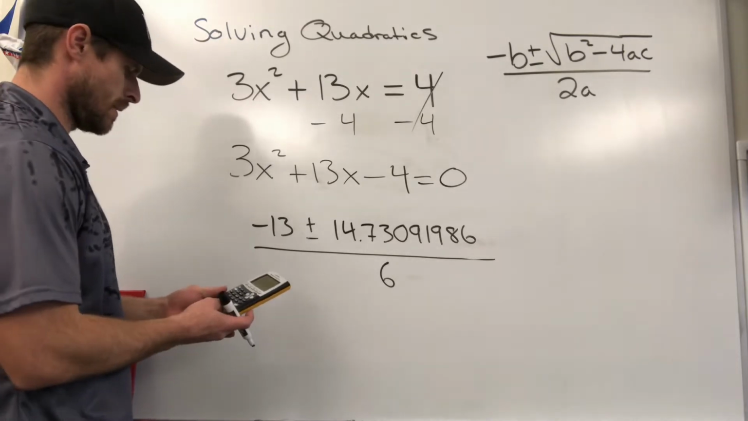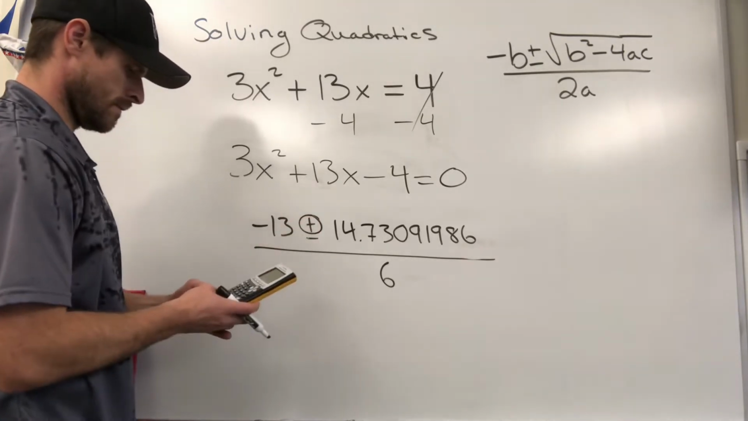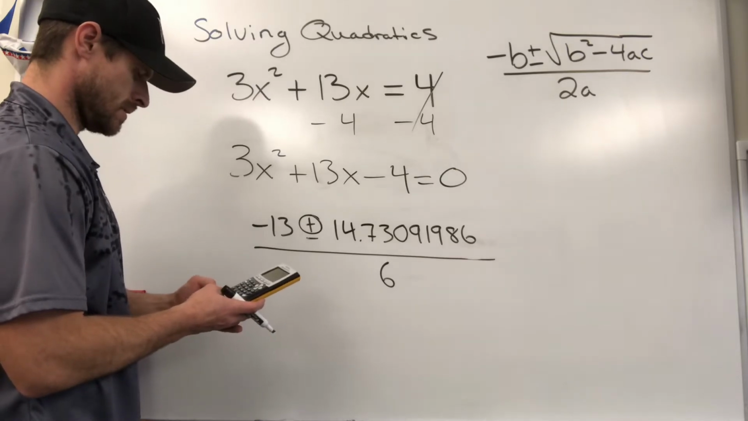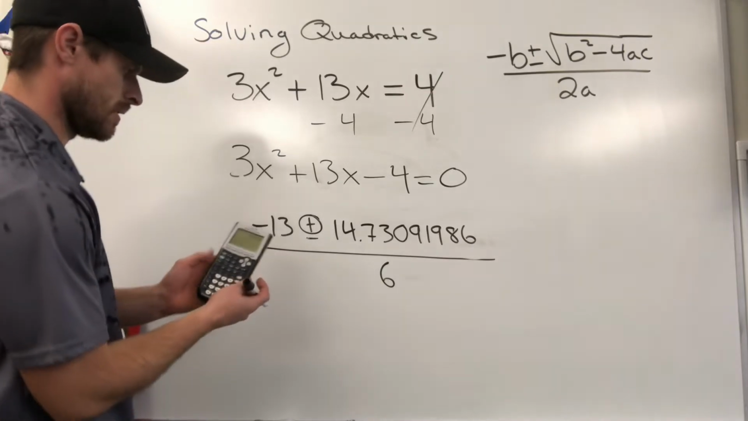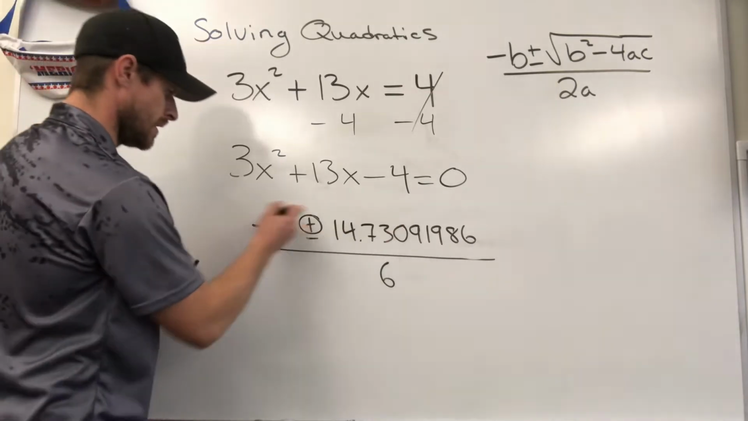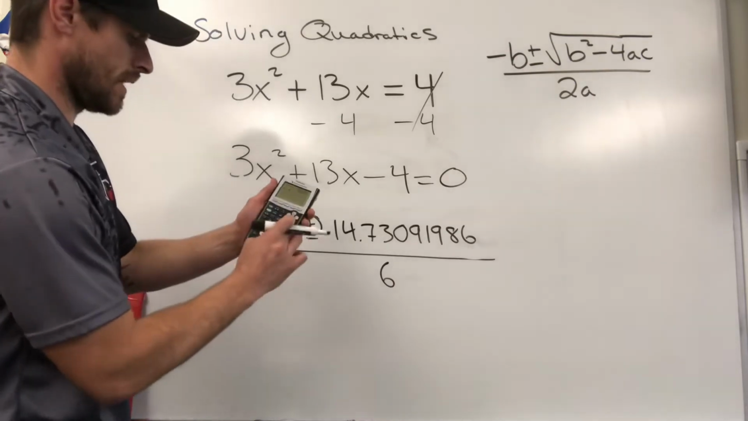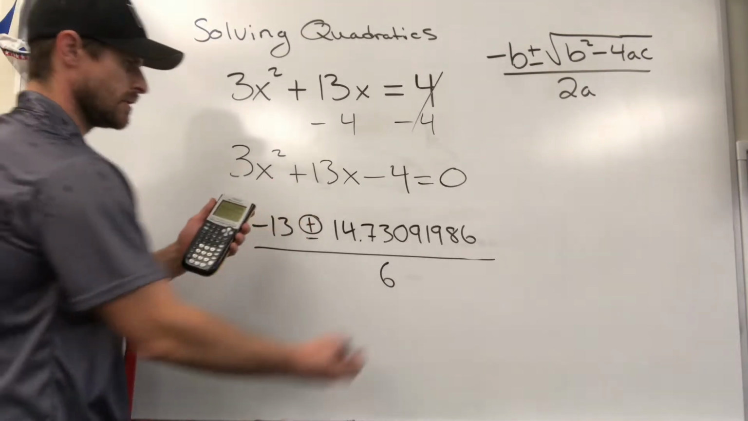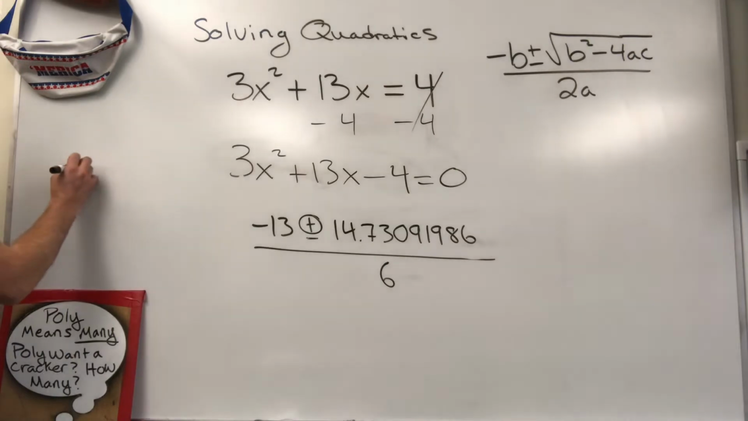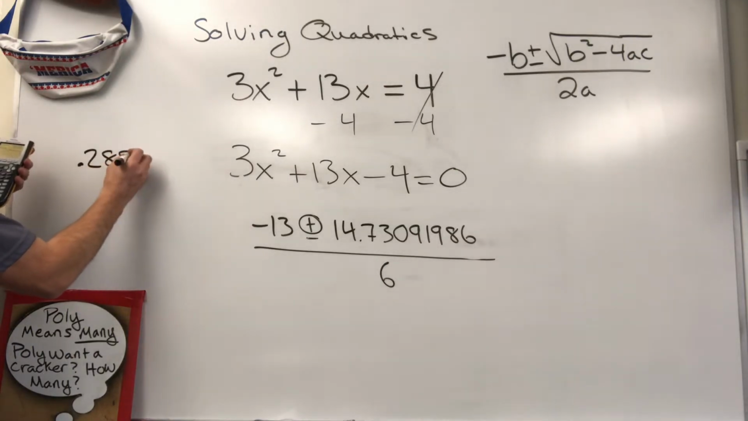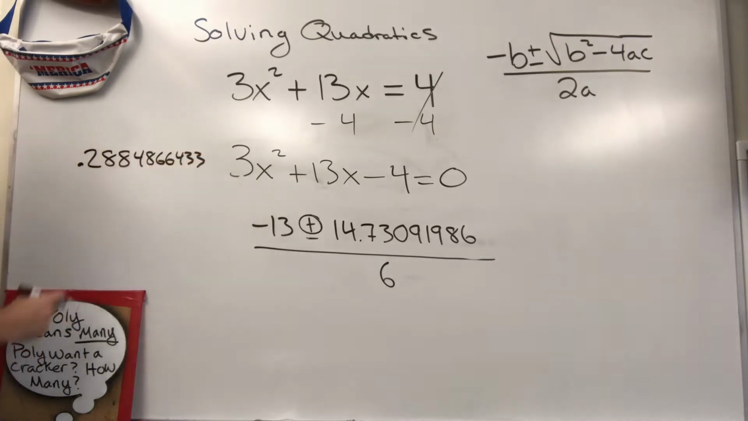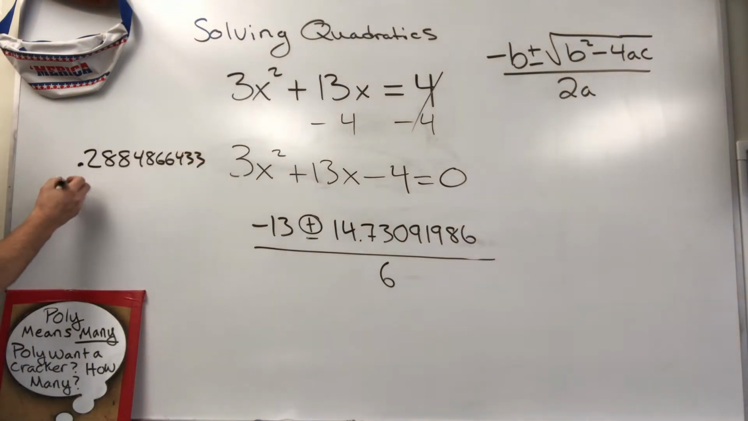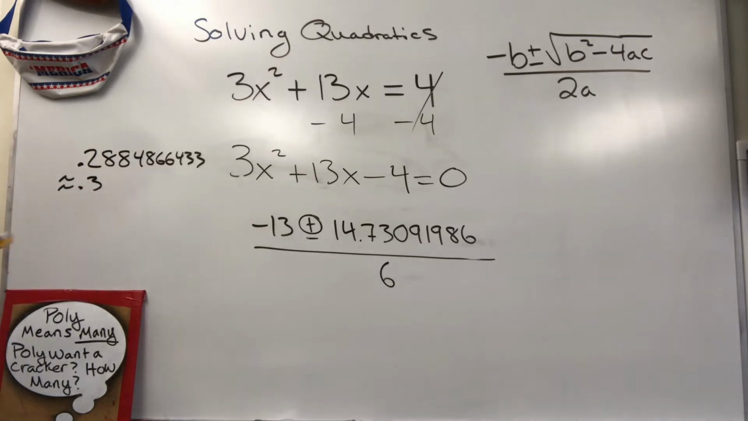Negative 13 plus 14.73091986. I hit enter. Right now my calculator is holding this new number up on top, and then I just say divide by 6. My new value is, I'll write them over here. I got 0.28848666433. If you're rounding to the nearest tenth, you could say 0.3. So that's my first answer.